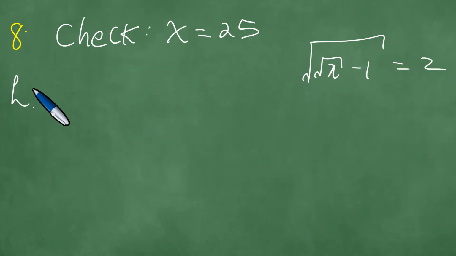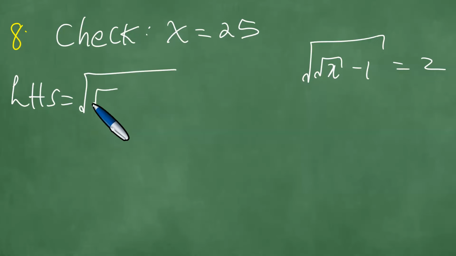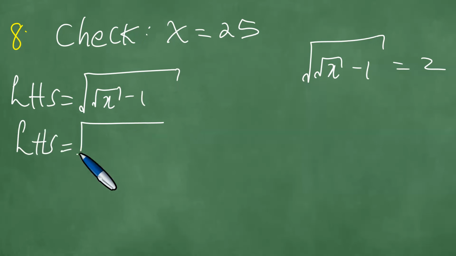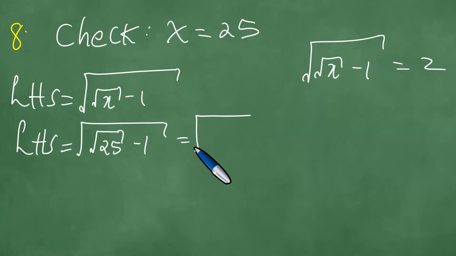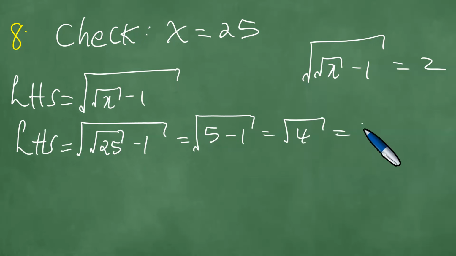The left-hand side is the square root of x minus 1. And x is 25, so it is the square root of 25 minus 1. The square root of 25 is 5, minus 1. 5 minus 1 is 4, and the square root of 4 is 2, and 2 is the right-hand side.